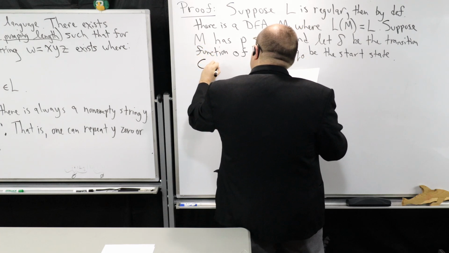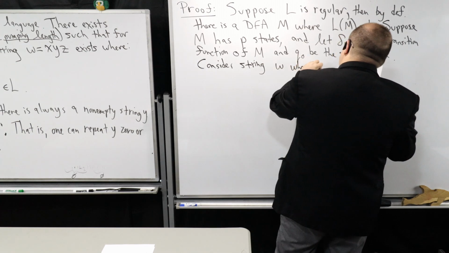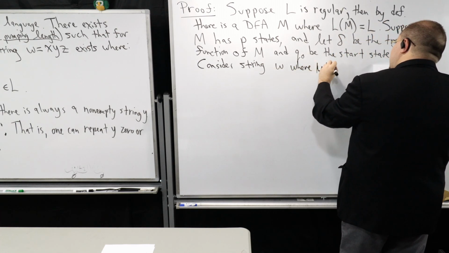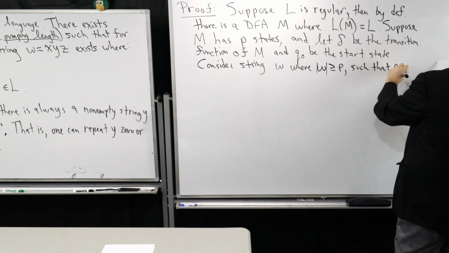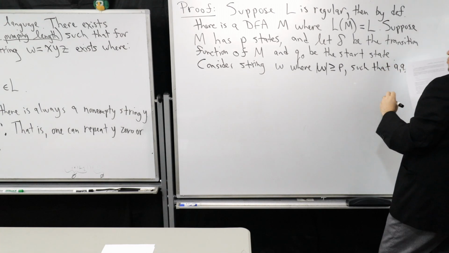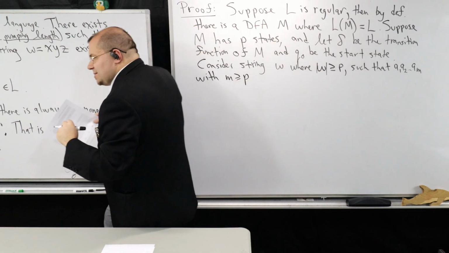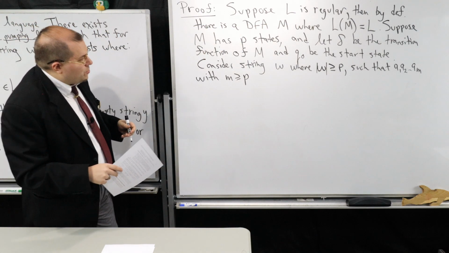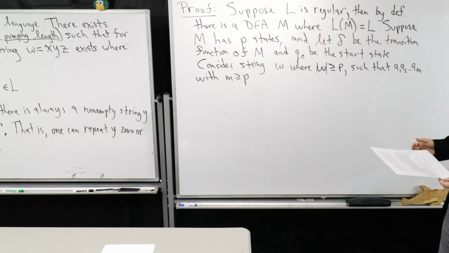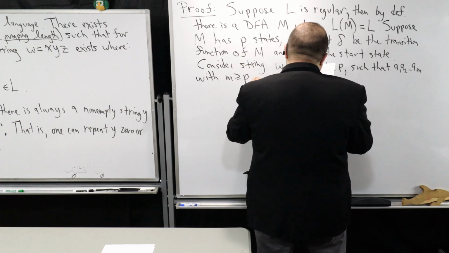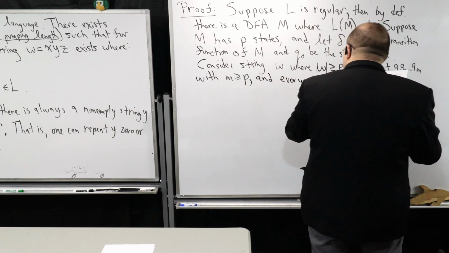So consider a string W, where the length of W is at least P, such that W = A1, A2, all the way up to AM, with M greater than or equal to P. Because I might have a bunch of symbols to read, I just want to give M a name, the number of symbols I am using when I process this. And every Ai, each one of the A's here, is an input symbol.